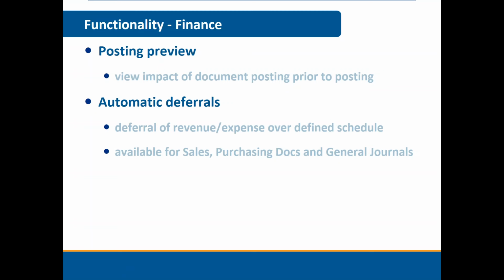Automatic deferrals. Lost count of how many people have asked us for these over the years, and in fact it suits our business as well. This is where obviously you want to post a revenue or expense, but you don't want it to go into one specific period. So an example would be you're posting something in January, but you actually want to recognise that over the next 12 months. Well, you can do that over a defined schedule now to make that occur without worrying about reversing journals and prepayments and all those sorts of things. That's available for sales and purchasing documents and general journals.